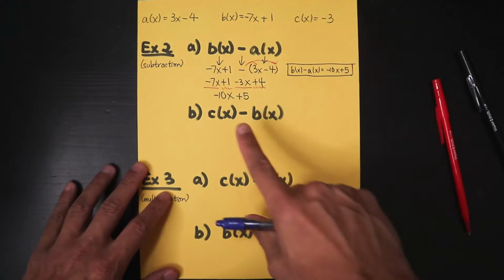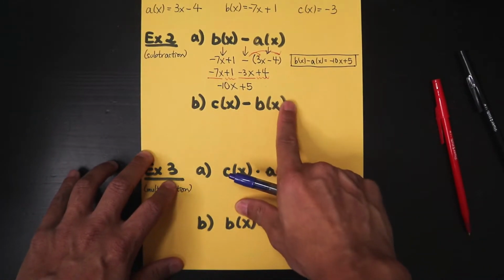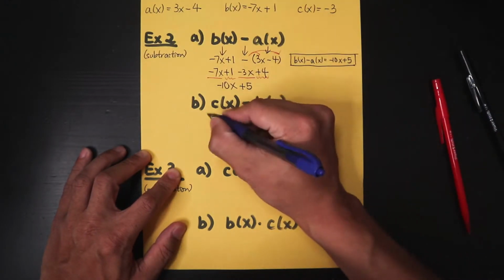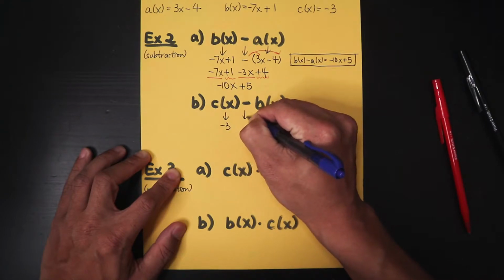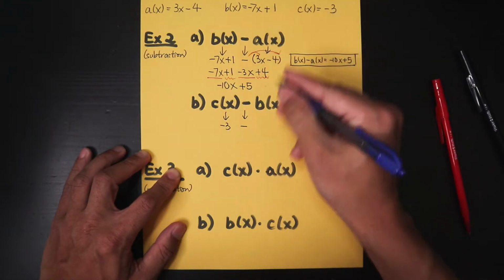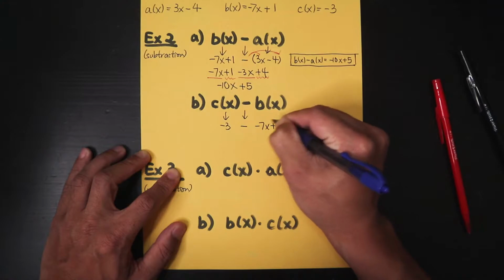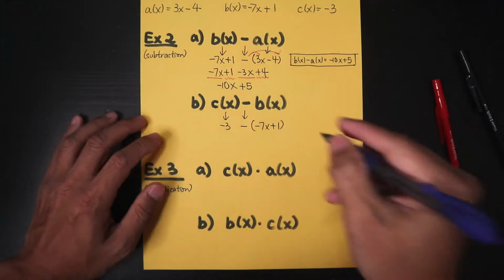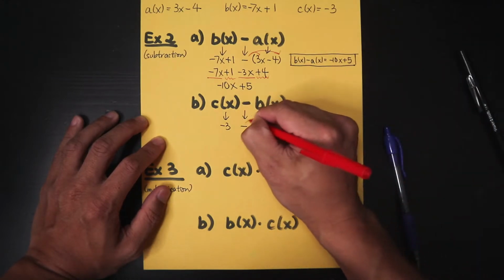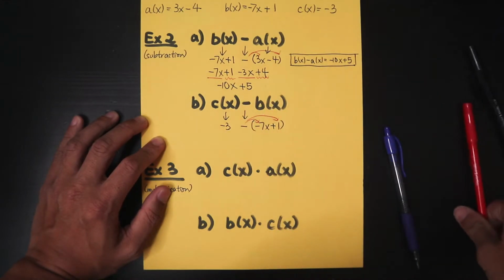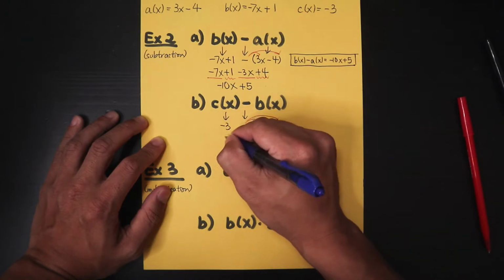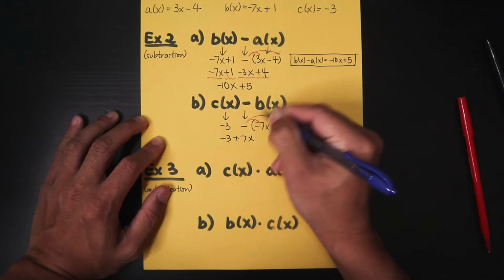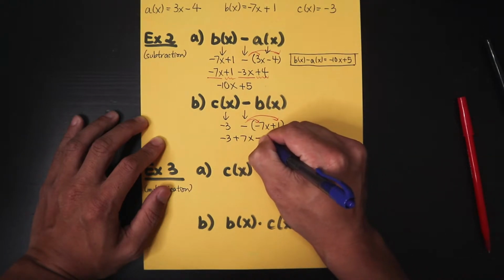Let's try one more. What if I were to ask you to subtract c of x minus b of x? Well, let's do the same thing. We're going to find c of x, which is the last one, and it's negative 3. Then you bring down the minus sign, and b of x is going to be negative 7x plus 1, but it's going to be inside of parentheses. We're going to perform the same steps. First, we use the distributive property from the negative to the 2 terms after the minus sign. So you keep the negative 3, and then negative times negative 7x is positive 7x, and then negative times a positive 1 is negative 1.